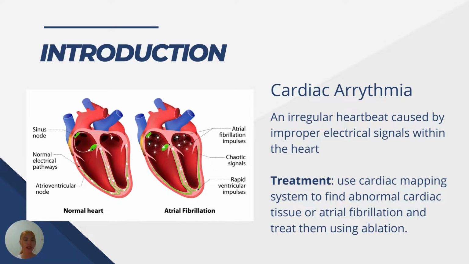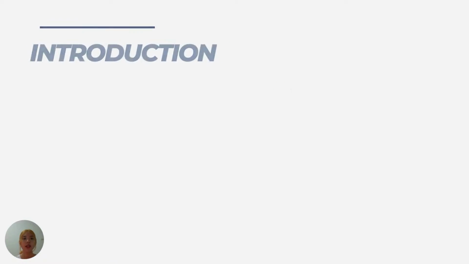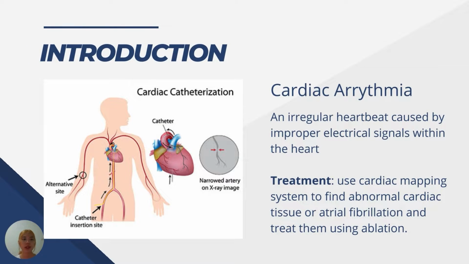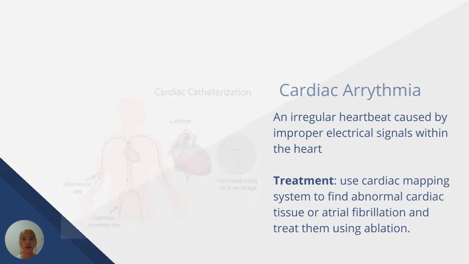Let's start with the introduction. Cardiac mapping system is a system used to treat cardiac arrhythmia. It is an irregular heartbeat caused by improper electrical signals within the heart. To treat it, we have to insert the catheter and reach the heart chamber. First, we use a mapping catheter to map electrical activity within the heart, and then we find abnormal tissue or atrial fibrillation, and we treat them using an ablation catheter.